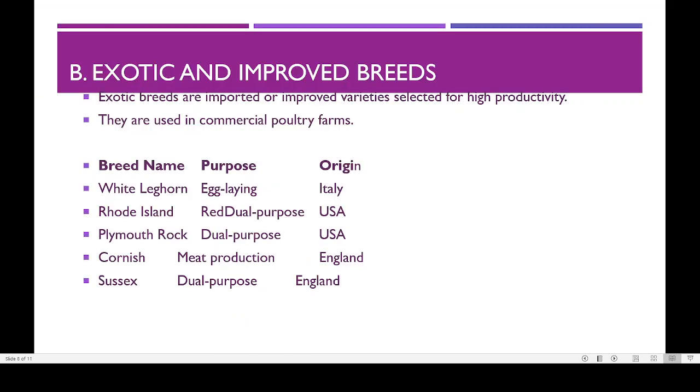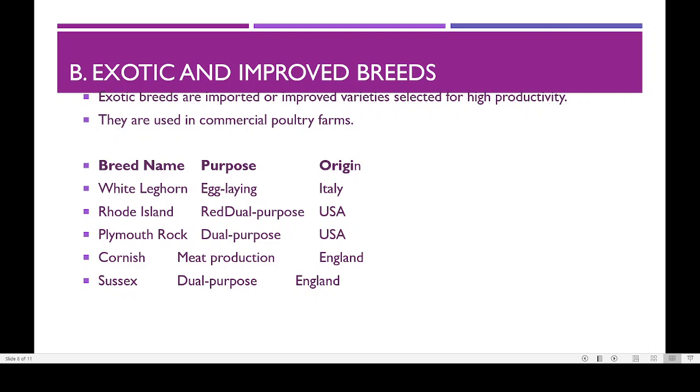Now regarding the exotic breeds, these are some of them: White Leghorn, Rhode Island, Plymouth Rock, Cornish, and Sussex. All these have been introduced by Europeans in India. For example, White Leghorn has come from Italy, and Rhode Island chicken might have come from USA, and Plymouth Rock also came from USA.